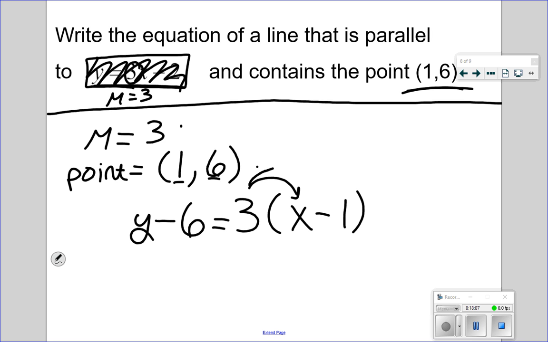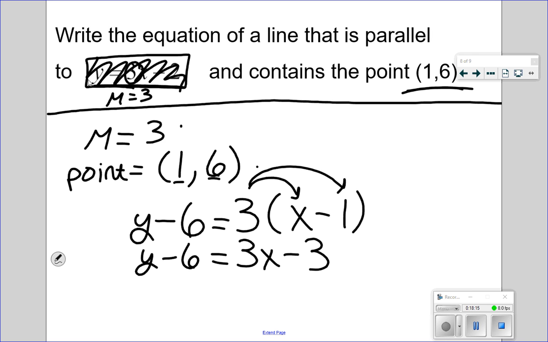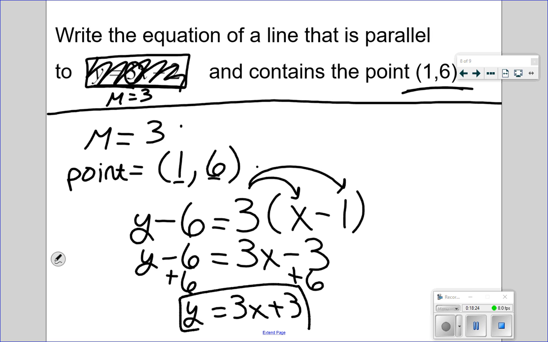Most of the time, you do need to put it in slope-intercept form, and what that means is you isolate y by distributing on the right side, and then moving this number over by adding 6. And that's the equation of the line. So other than this step right here, getting your slope for your parallel or perpendicular line, everything else is writing an equation of a line like we've done before, where you just write the equation given a point and a slope. So let's try another one.